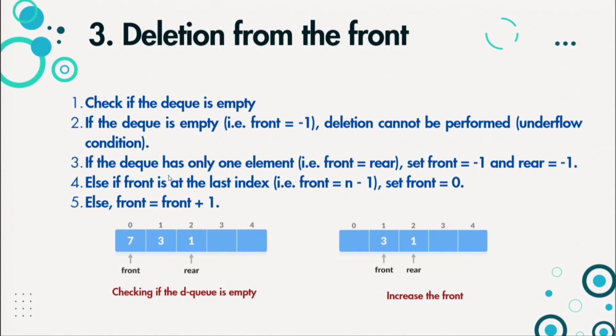And otherwise we can very well delete the element. Now we are meant to delete the element from the first position. If our DQ contains only one element, then after the removal of this one element your queue will become empty, and so we are supposed to set our front as well as rear to -1.